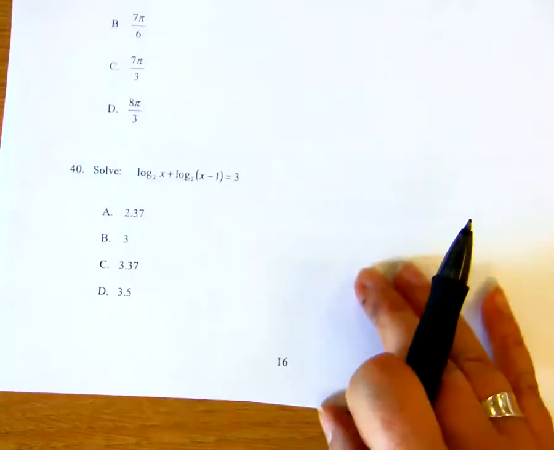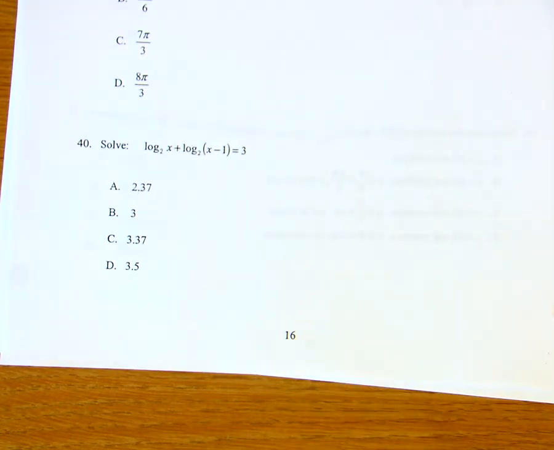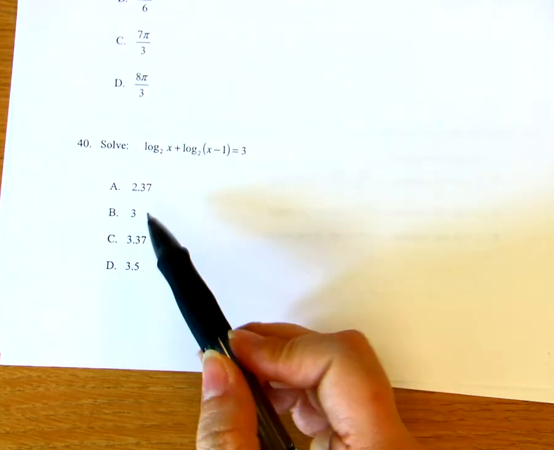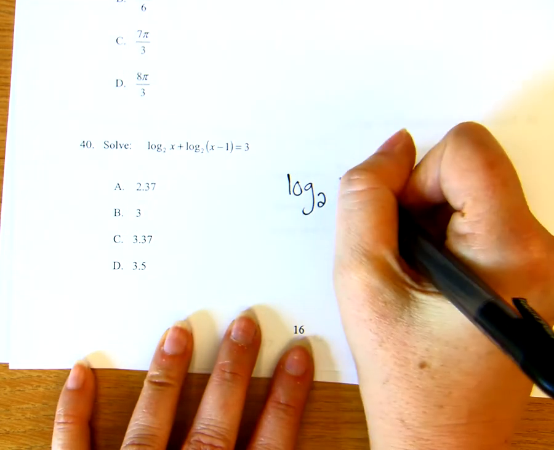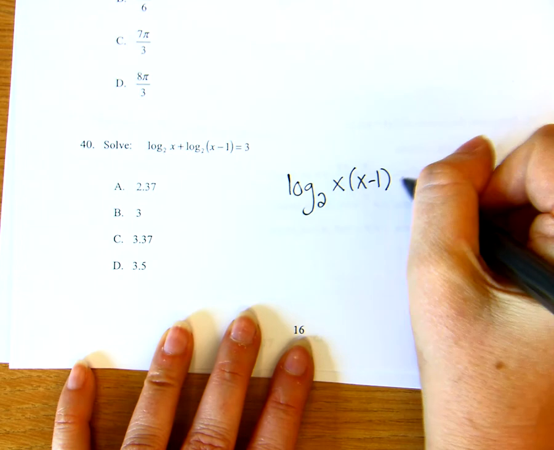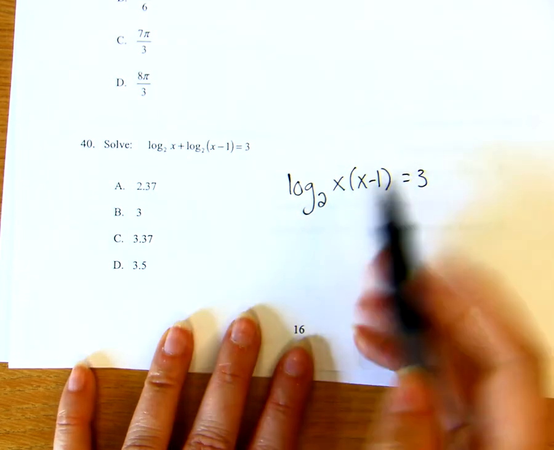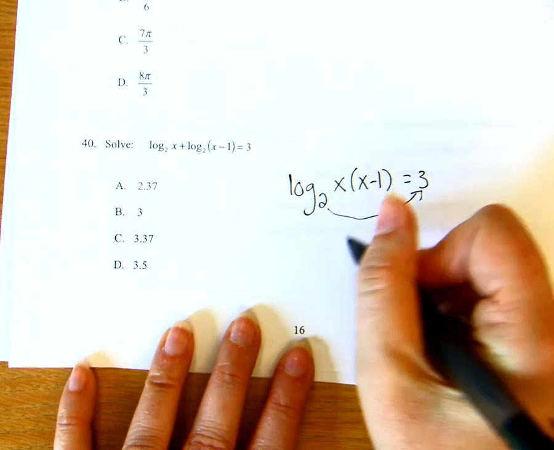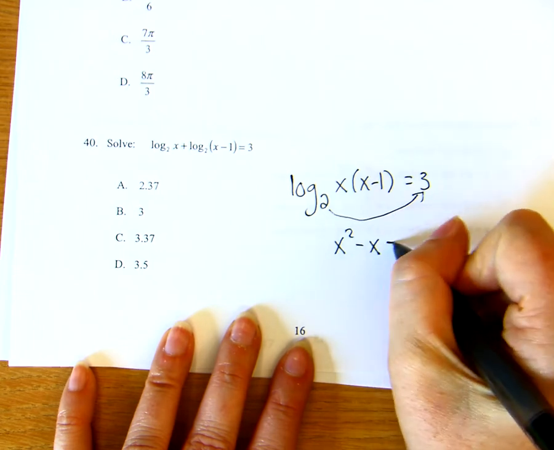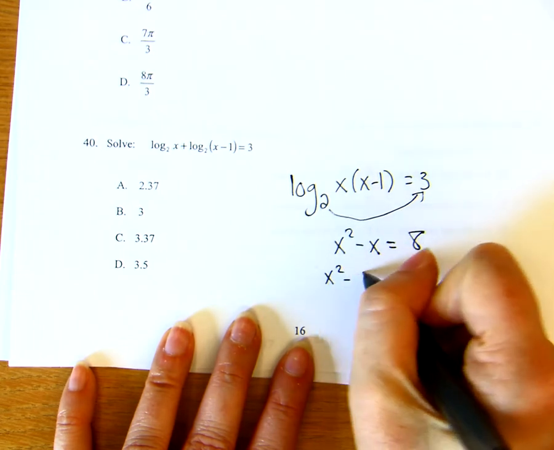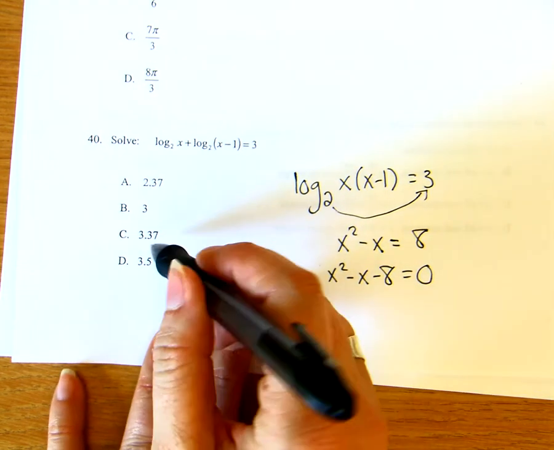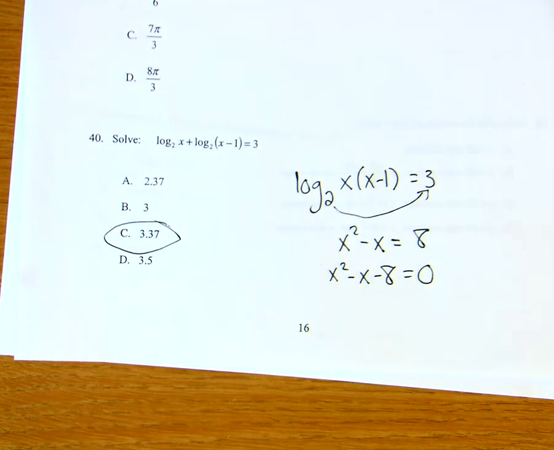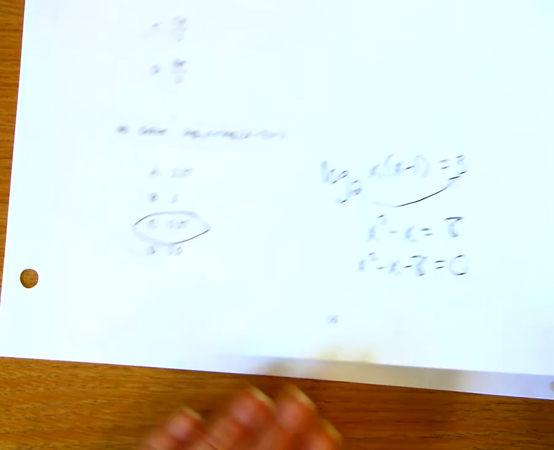Question number 40 is solving a log equation. Now look, a lot of the answers are decimals, which tells me that at some point I may want to use my calculator. So I do as much as I can without my calculator, rewrite it as a multiplication, do a kick bump, x squared minus x is equal to 8. Now this is where the calculator comes in. That doesn't factor nicely. Enter it into my calculator, you'll get option C, and 76% of the population figured that out.